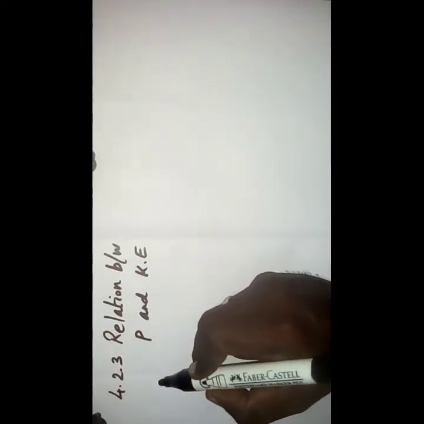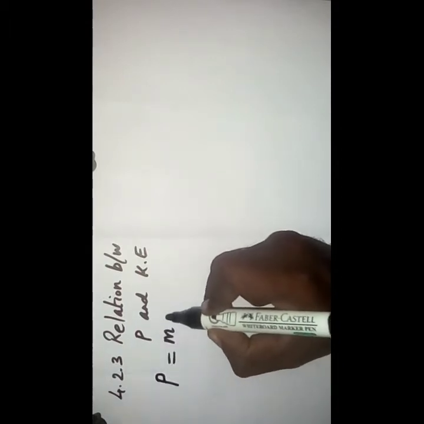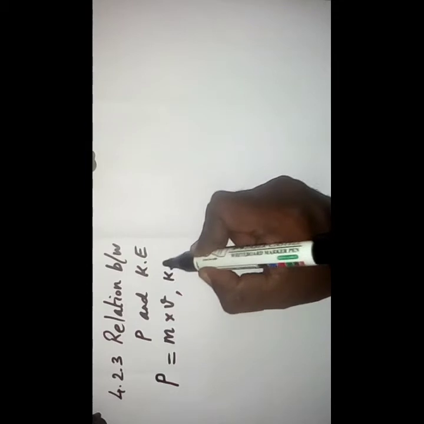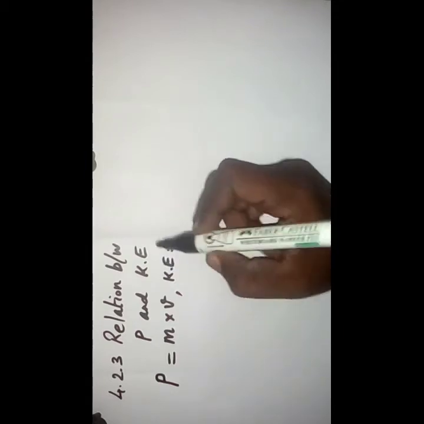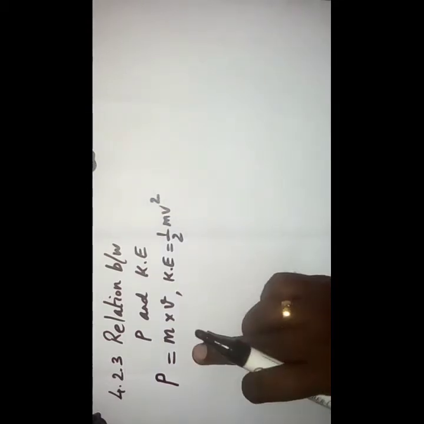The expression that I am going to derive is the relation between momentum and kinetic energy. You know what is momentum? Momentum is denoted by the letter P, which is equal to mass multiplied by velocity. Kinetic energy is denoted by Ke, which is equal to half mv square. Now I am going to relate P and Ke. Let me tell you how to relate the two.